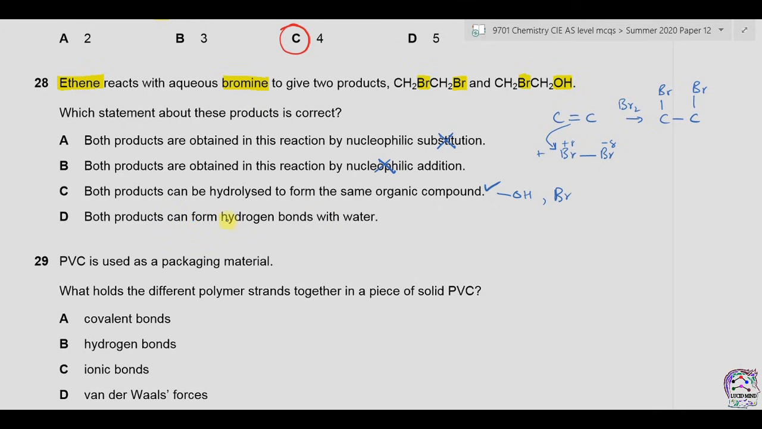D says both products can form hydrogen bonds with water. No, this is incorrect because only this compound can form hydrogen bonds with water, as it has a partial negative oxygen and a partial positive hydrogen atom. So the only possible option is part C.